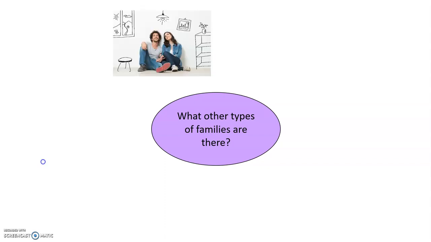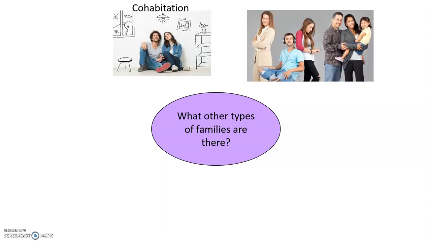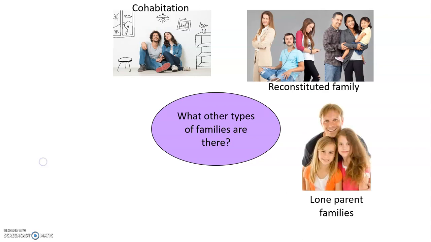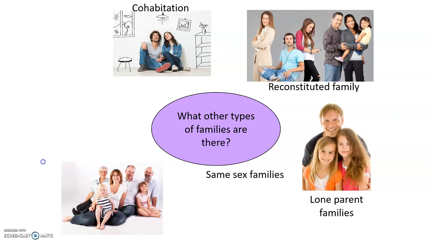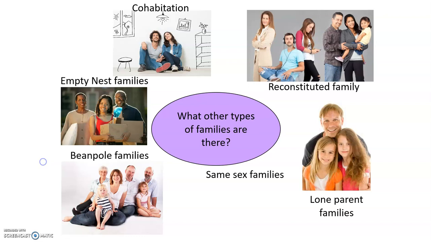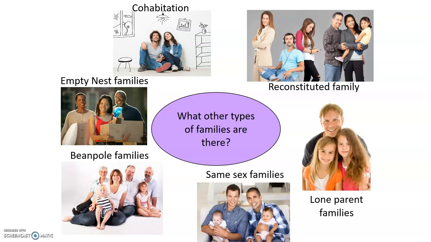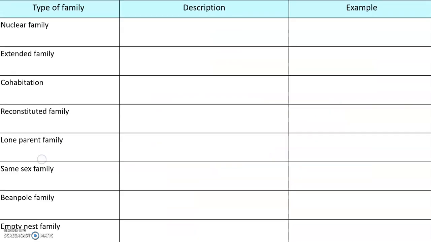So, what other family types are there? Well, you could have cohabitation, where you're a couple. You could have reconstituted, lone parent families, same-sex families, beanpole families, and empty nest families. So, we're going to look at what all these terms mean. You could do this as a grid activity where you've got the types of family, a description, and an example. But you don't have to do it this way. Again, work through the PowerPoint at your own pace in terms of what works for you.